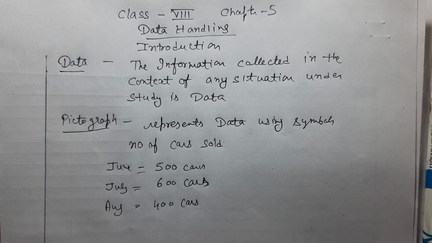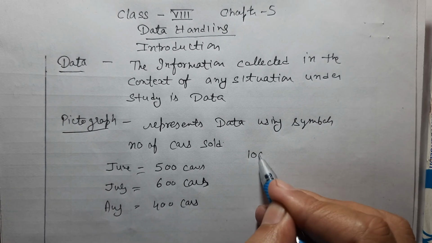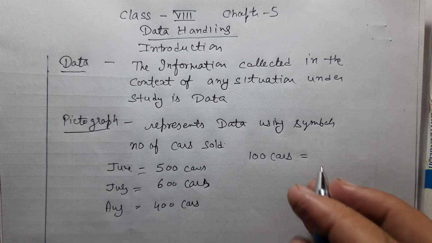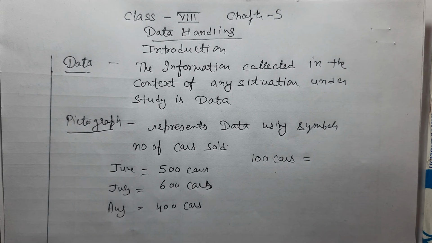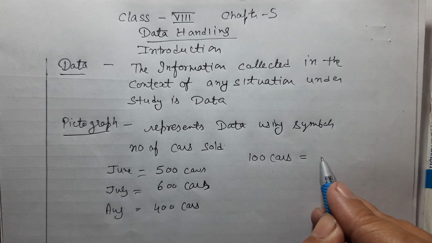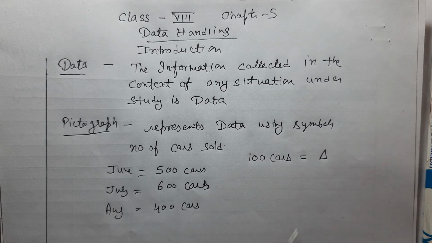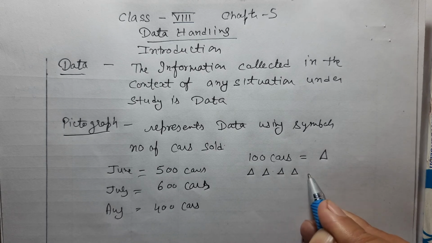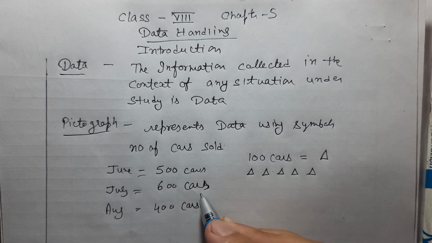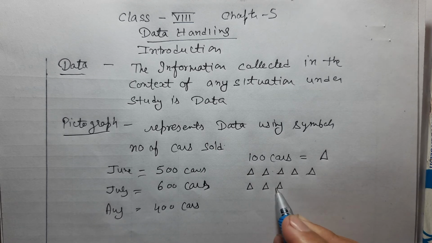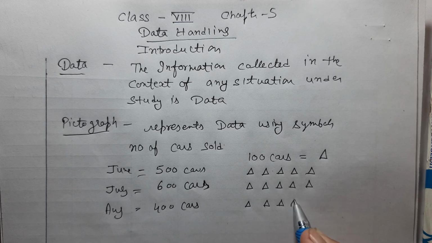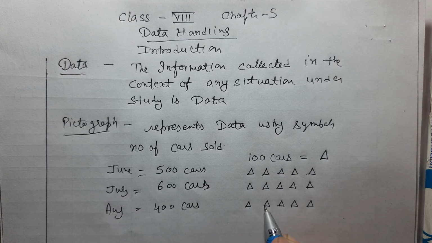So how to represent the data? We will assume a symbol. Let 100 cars be equal to one triangle. So 500 cars will be equal to 1, 2, 3, 4, 5. 600 cars, 1, 2, 3, 4, 5, 6. 400 cars, 1, 2, 3, 4.